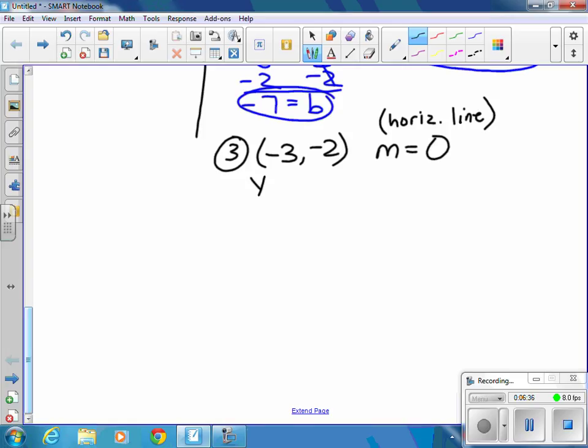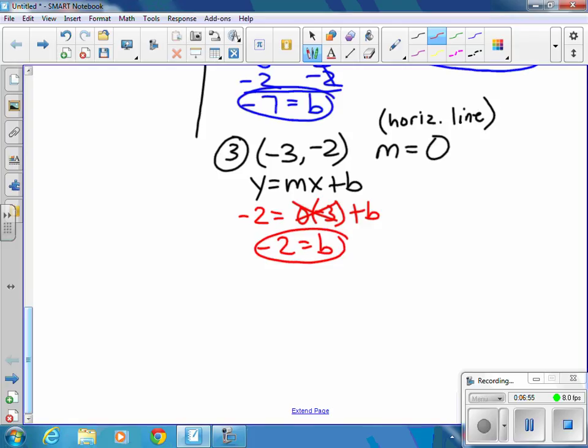Right? So we're going to use the same formula, and we're going to plug our numbers in. So in place of y, we're going to put -2 equals 0 times -3 plus b. And you'll notice 0 times -3 makes 0, so essentially that part just disappears. And you have -2 equals b. Okay, well, if that's our y value, our slope is 0, right? So when we go to our equation, the answer is y equals -2.